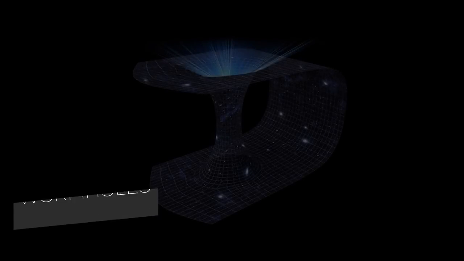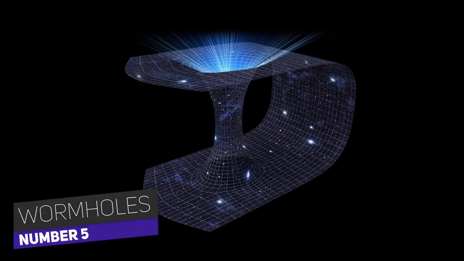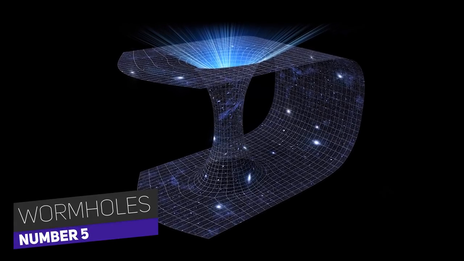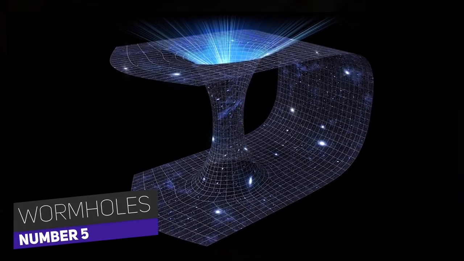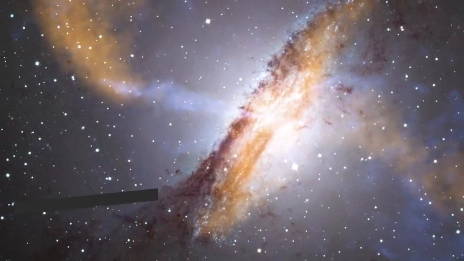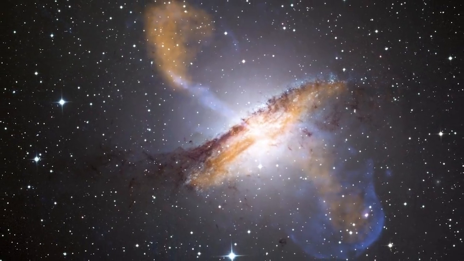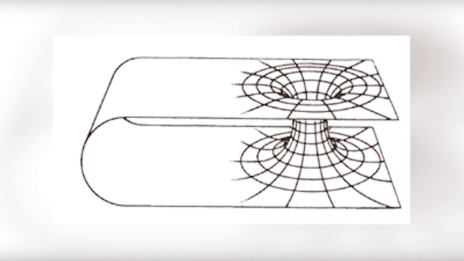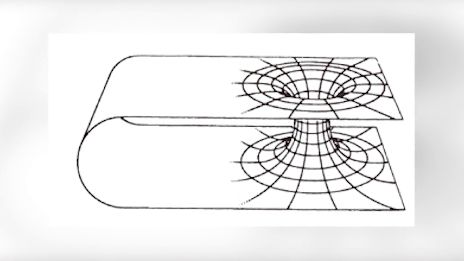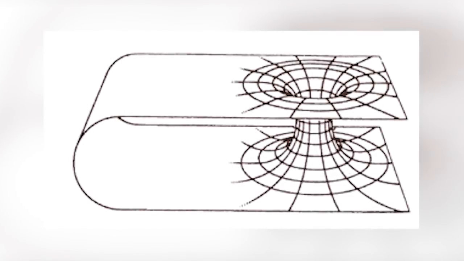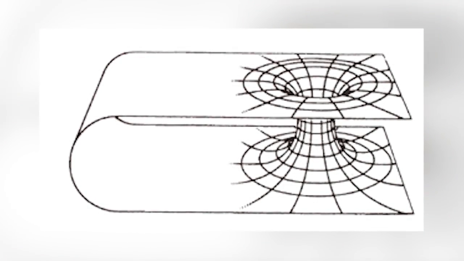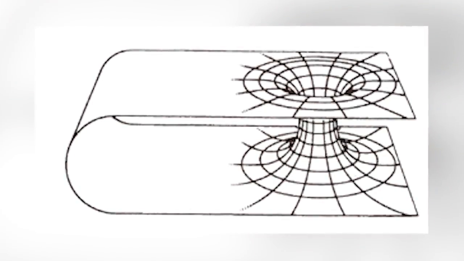Number 5. Wormholes. Wormholes are tunnel-like connections made out of space-time, offering a shorter distance between two vastly separated areas of the universe. As the universe can bend and contort, it can also, in theory, fold up on itself, like taking a sheet of paper and folding it. If we could fold space in the same way, we would not just be bending space, but bending space-time.